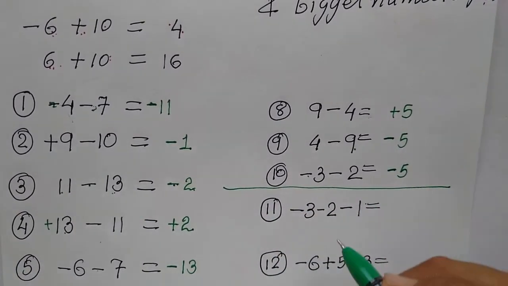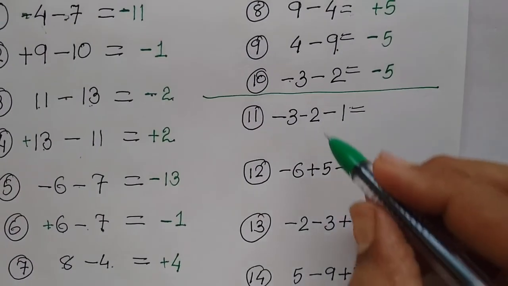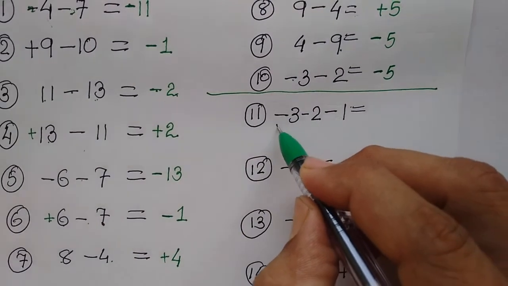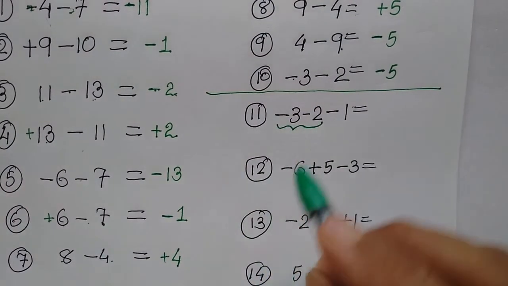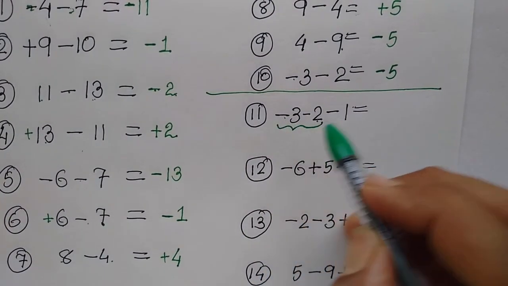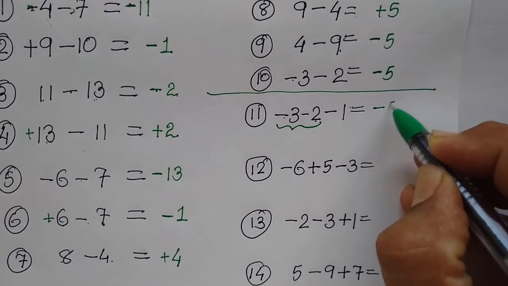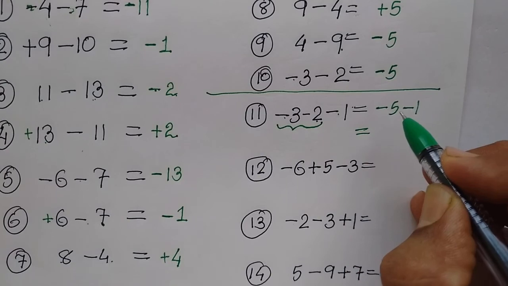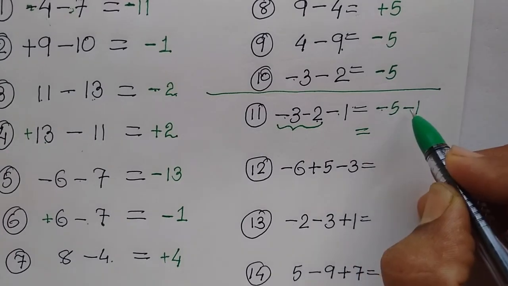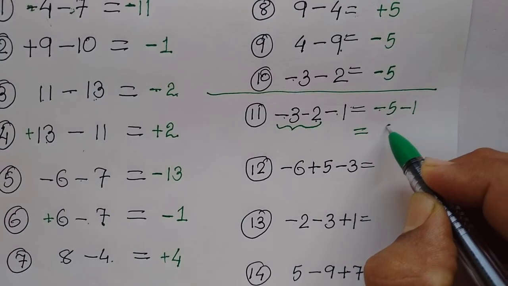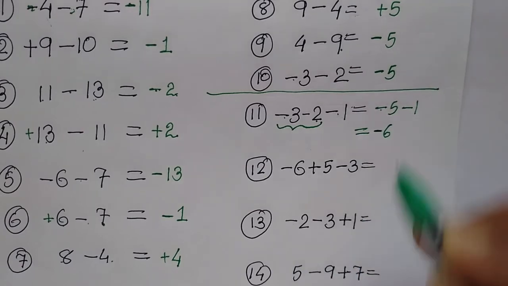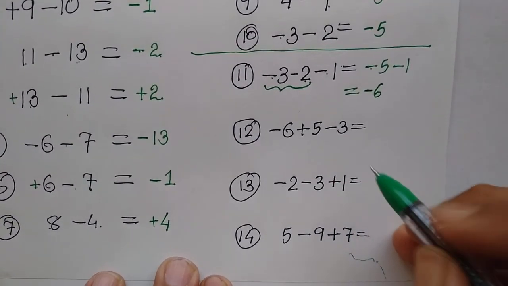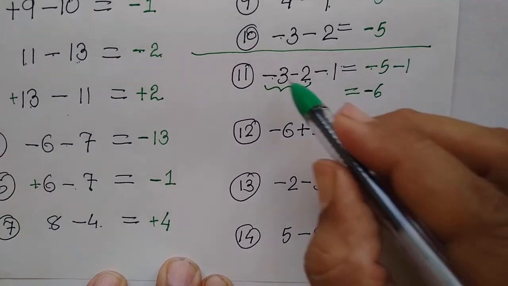Now children, I have taken numbers like this. So what do we have to do? First take these two. Same rule. Minus 3, minus 2. Here we have already obtained minus 5, and this minus 1. So again same rule, same sign, do addition, bigger number sign. So minus 6. Okay. Now children, I am waiting. You write down all three answers by this rule.